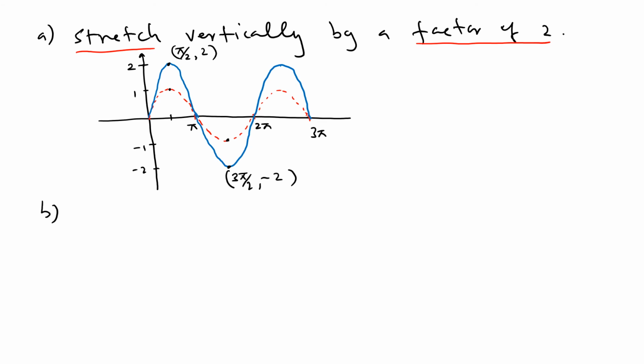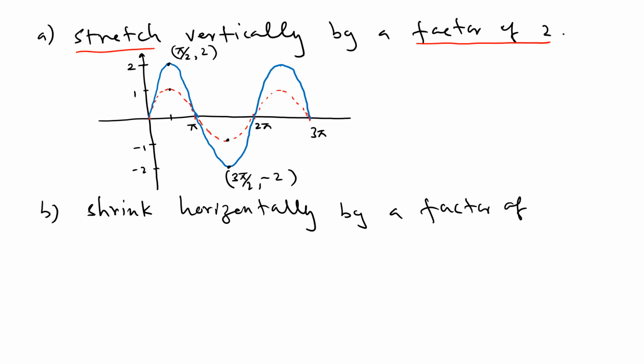So let's do the second one. The second one is shrink, because if it's horizontal and it's a larger value, it's going to shrink. If it's a smaller value, it's going to stretch. So shrink horizontally by a factor of, since you multiply by 3, a factor of 1/3. That's going to shrink by a factor of 3.